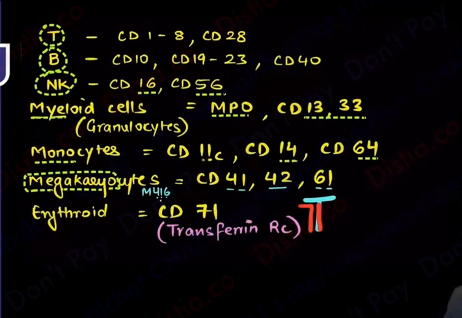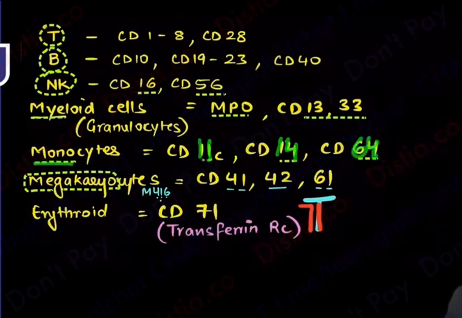Let's do a recap. So for myeloid, you had myeloperoxidase and CD13 and 33, 1333. For mono, forever single. So this means 1 and 1, single, single on 14th of February, Valentine's Day also, and single till he dies, that is 64 also.